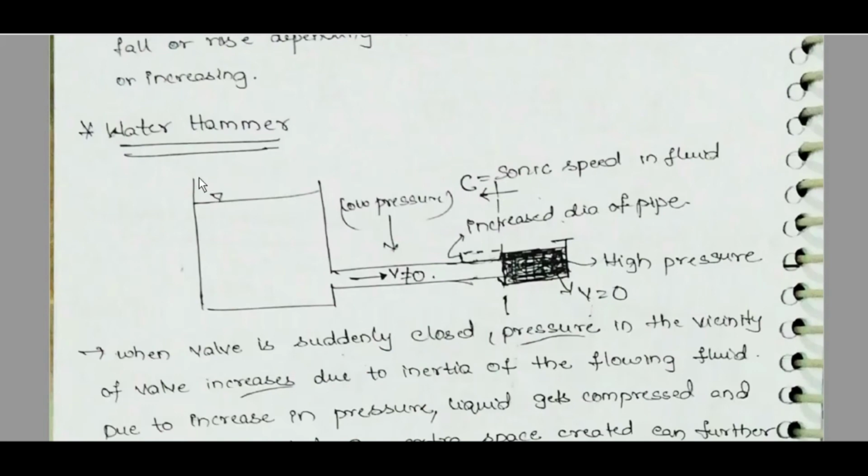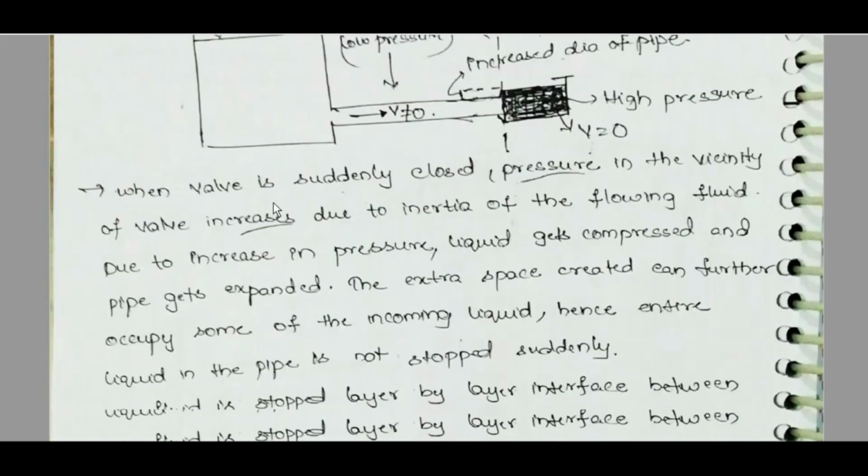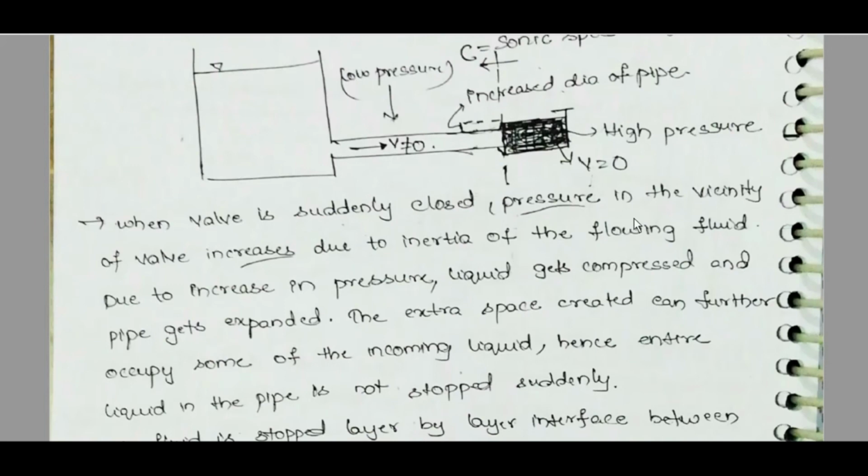Water hammer. High pressure, V equals 0, increased diameter, C equals sonic speed in fluid. When the valve is suddenly closed, pressure in the vicinity of the valve increases due to inertia of the flowing fluid. Due to the increase in pressure, the liquid gets compressed and the pipe gets expanded.